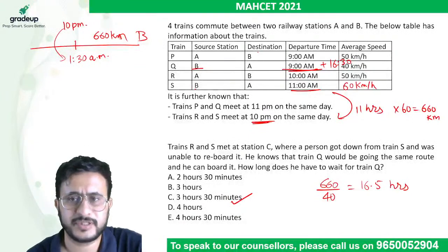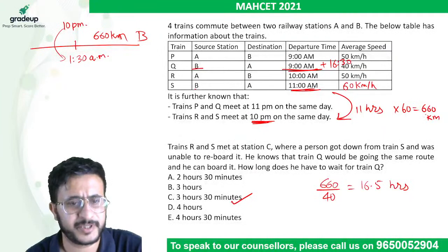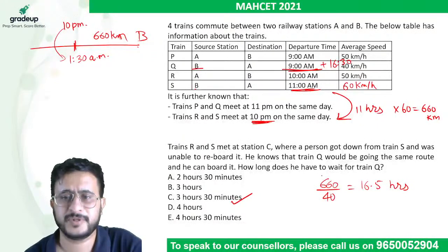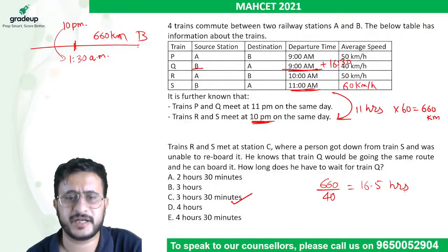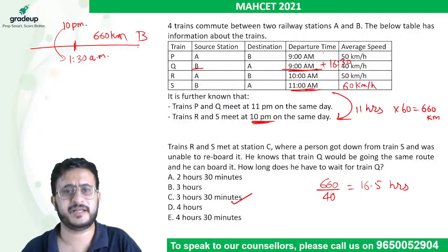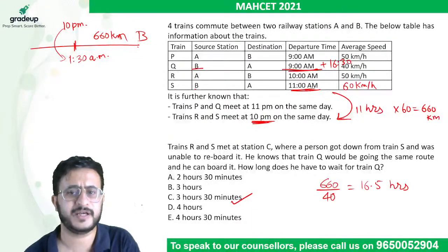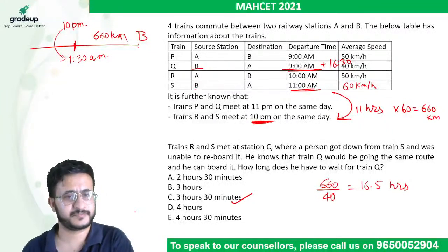Clear? So let us understand it again. First of all, we have to find the point at which they are meeting. From 11 a.m. to 10 p.m., they are meeting after 11 hours. In 11 hours, the distance covered by S is 660 kilometers. So from B they are meeting at 660 kilometers away. Now Q, how much time will it take to cover 660 kilometers? 16 and a half hours. Q is starting at 9 a.m. 16 hours and 30 minutes after 9 a.m. will be 1:30 a.m. So the train will come at 1:30 a.m. From 10 p.m. to 1:30 a.m. you have 3 hours and 30 minutes.